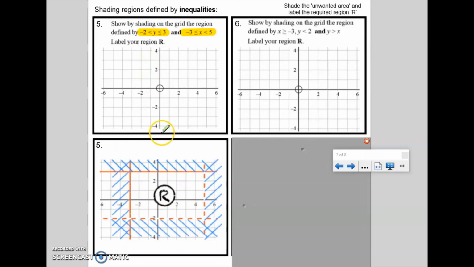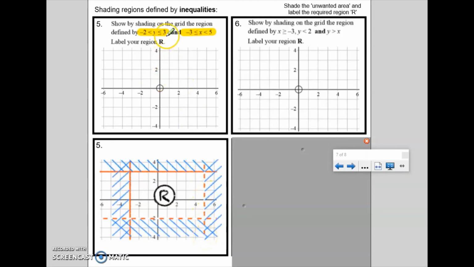So for our y lines, we have y equals 3 here, and it's a full line. And we have y equals minus 2 here, and it is a dotted line, because that depends on the inequality sign in the question. At the same time, we also have x equals minus 3, which is a full line, and x equals 5, which is a dotted line.